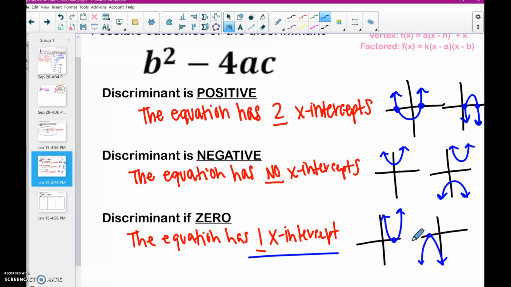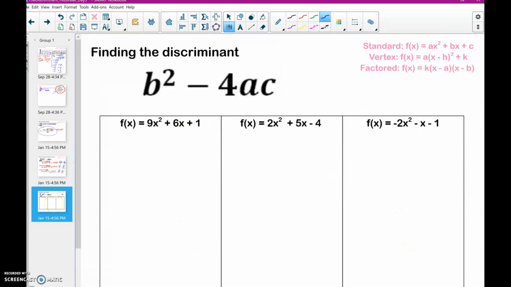Good, so let's just do a couple practice questions and we'll be done. Finding the discriminant. We're going to make a prediction of how many zeros each one of these equations has without actually finding the zeros, just by using the discriminant. A calculator might come in handy for you right now, just to do some quick calculations with some of these larger coefficients that we see.